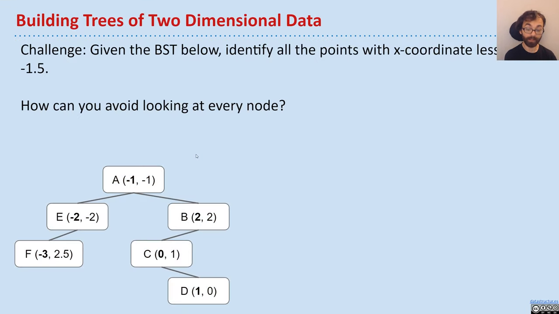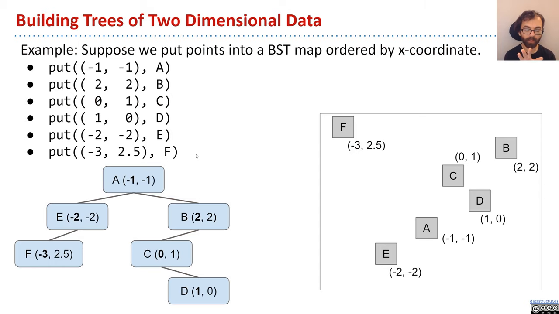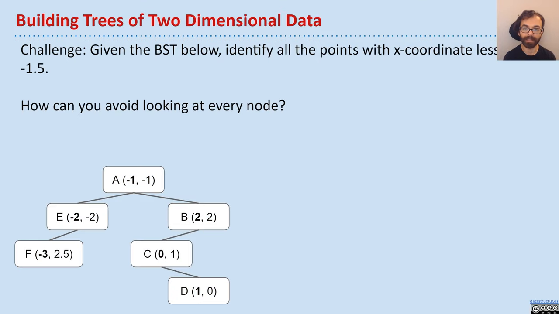So remember that unlike humans, when our data structure is being manipulated or whenever a program is running, it only has this binary search tree. It can't see this picture. So how would you do it? How would you find all the points that have x coordinate less than negative 1.5? And as a challenge, how do you avoid looking at every node? And if you minimize the number of nodes you have to look at, which ones do you actually need to examine? I know this is a somewhat ill-defined question, but I hope it's clear what the intention is.